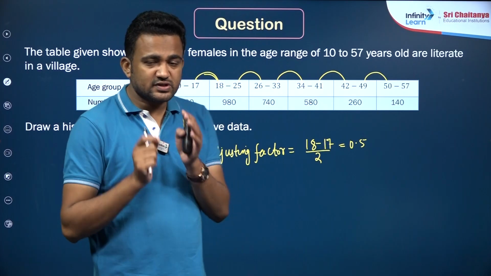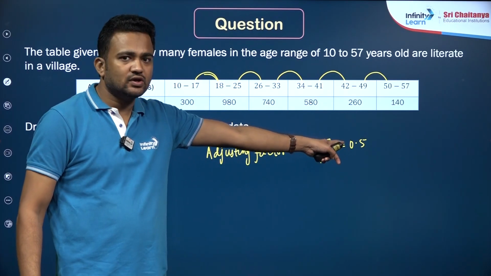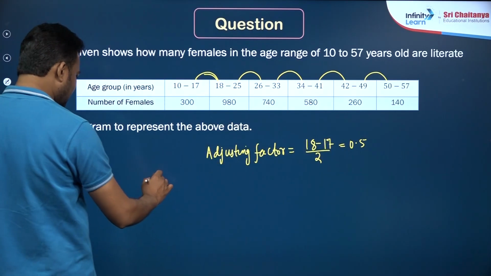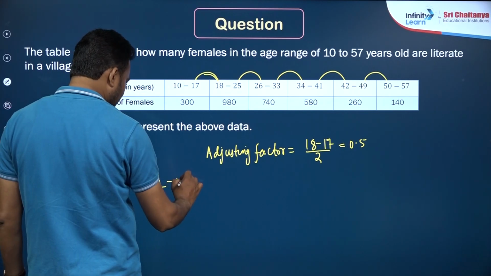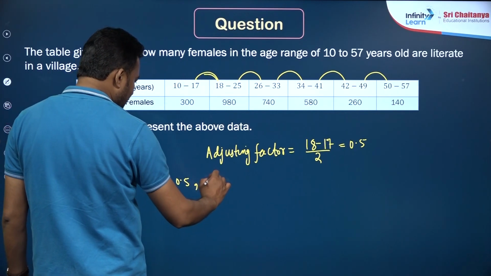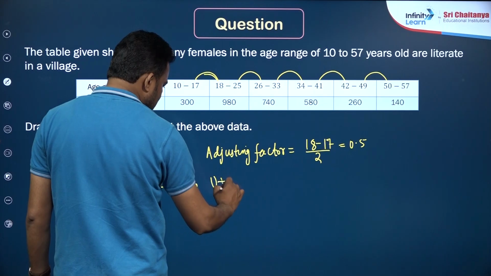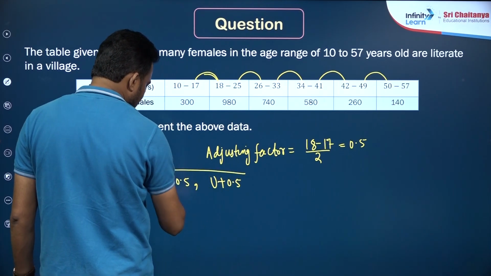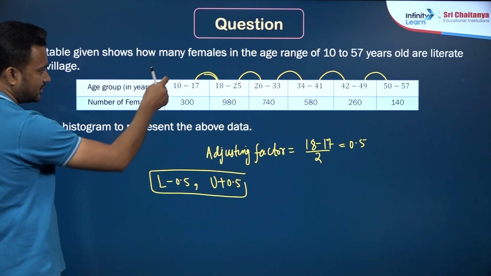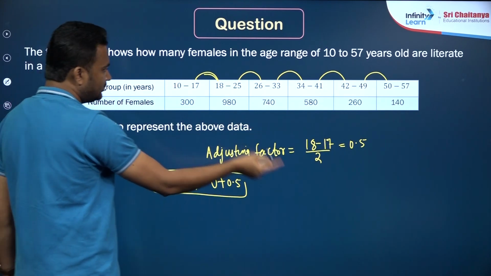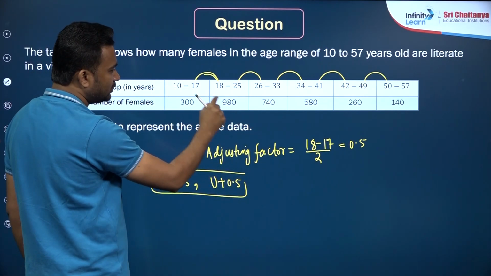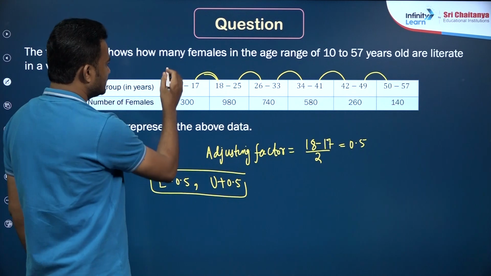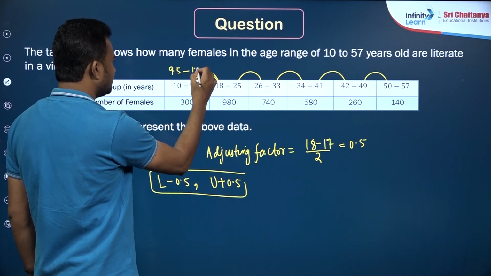For that you have to subtract this adjusting factor in the lower limit. L stands for lower limit, so L minus 0.5 for every class interval. And in the upper limit you have to add this adjusting factor. Means for every lower limit you have to subtract. So 10 minus 0.5 is 9.5 and 17 plus 0.5 is 17.5. So this will be 9.5 to 17.5.